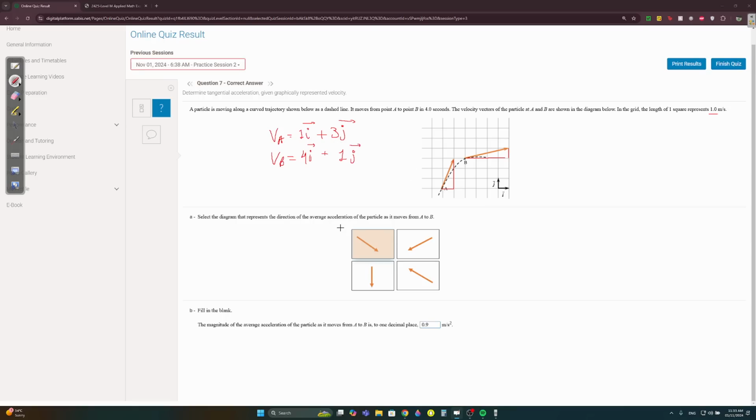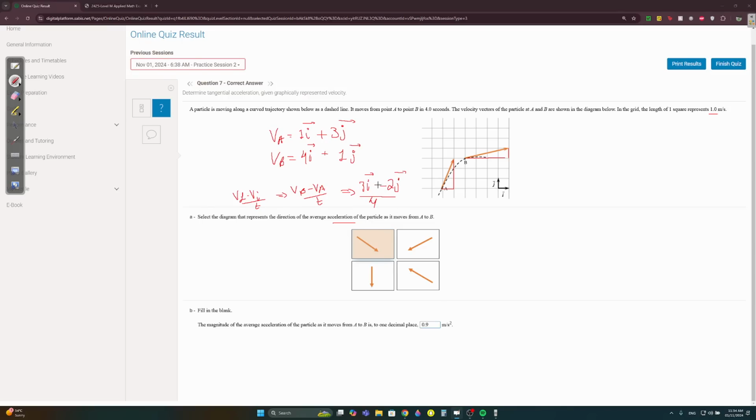Select the diagram that represents the direction of the average acceleration of the particle as it moves from A to B. Average acceleration is equal to velocity final minus velocity initial, divided by the time. Our final one is B because we went from A to B. So VB minus VA over t. We subtract the i components and j components separately. 4 minus 1 is 3i. 1 minus 3 is minus 2j. Over the time, which is 4.